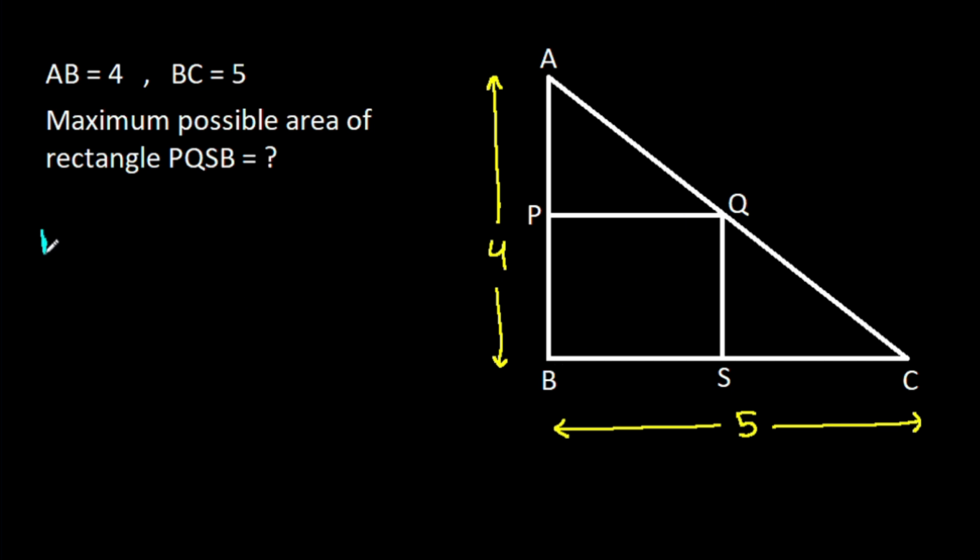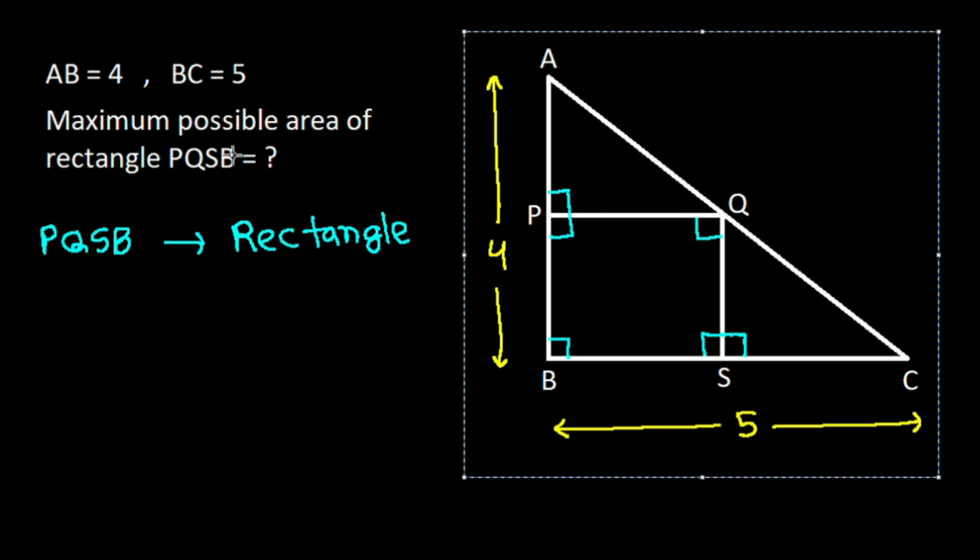So PQSB, it is a rectangle. That means these angles, they will be 90 degrees. So this angle, it will be also 90 degrees, and this angle, it will be also 90 degrees.